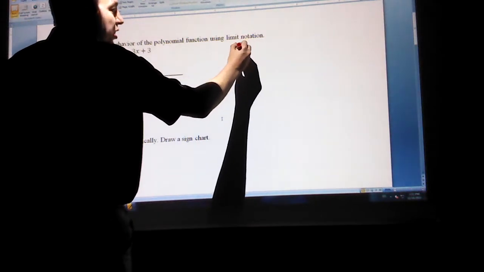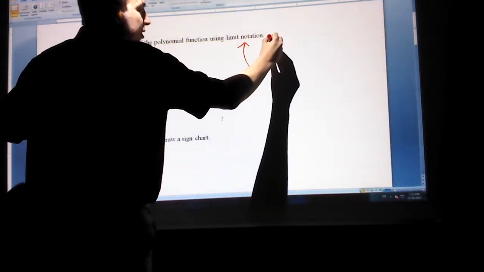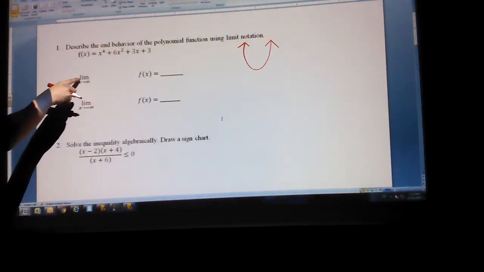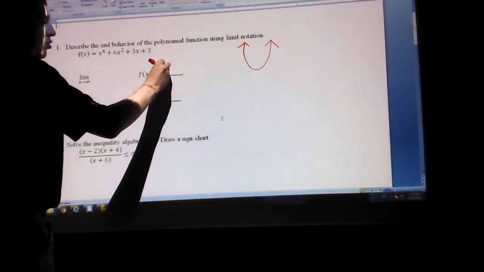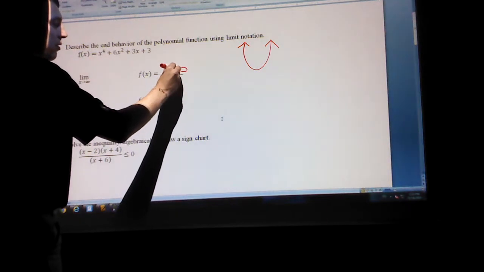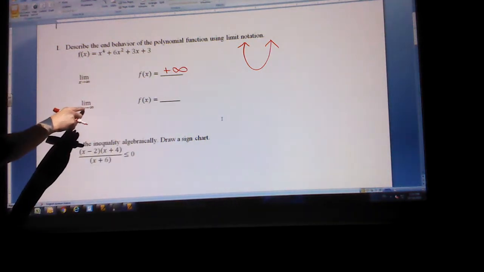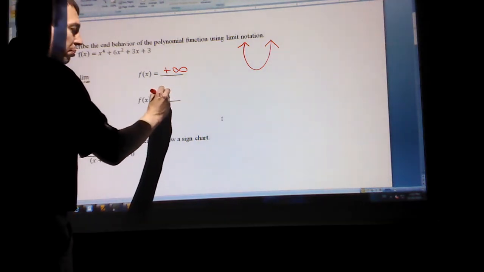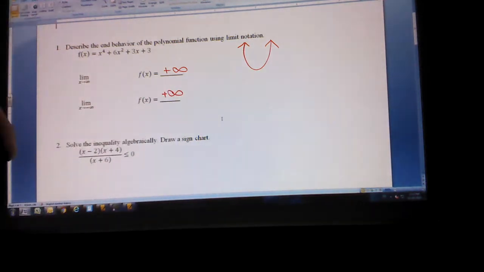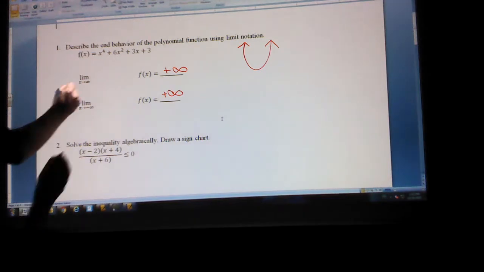So you should be thinking in your head, starts high, ends high. So the limit as x approaches infinity, as x goes to the right, it goes up, so it's positive infinity. As x approaches negative infinity, that means goes to the left, the function also goes up, positive infinity. Done and done. Easy points.